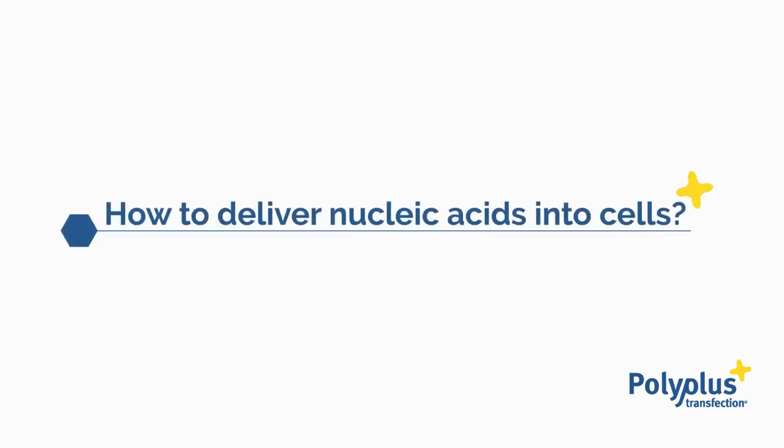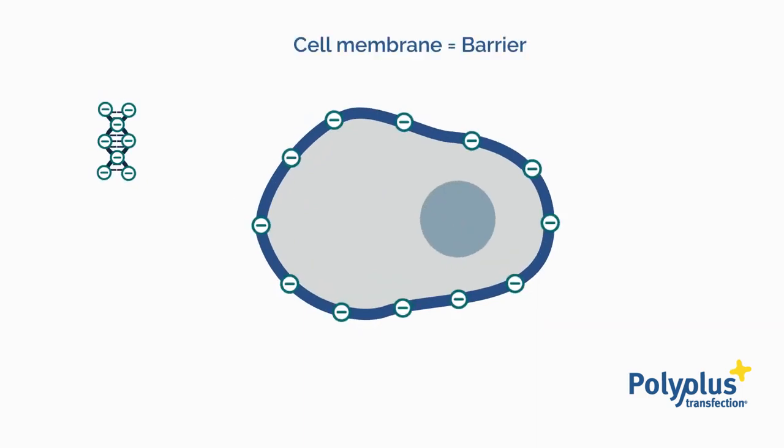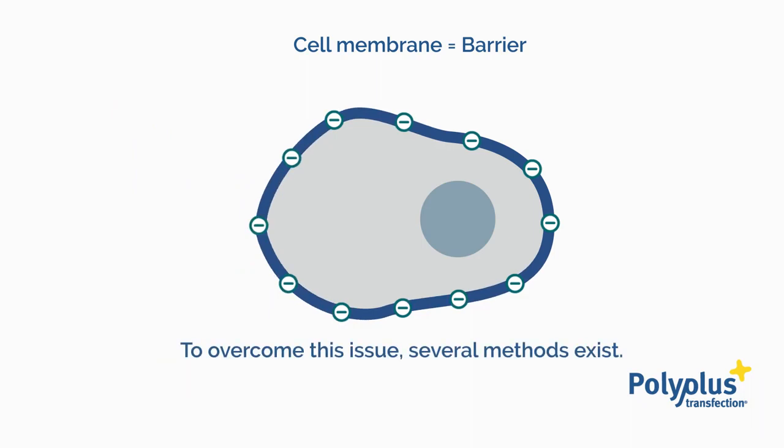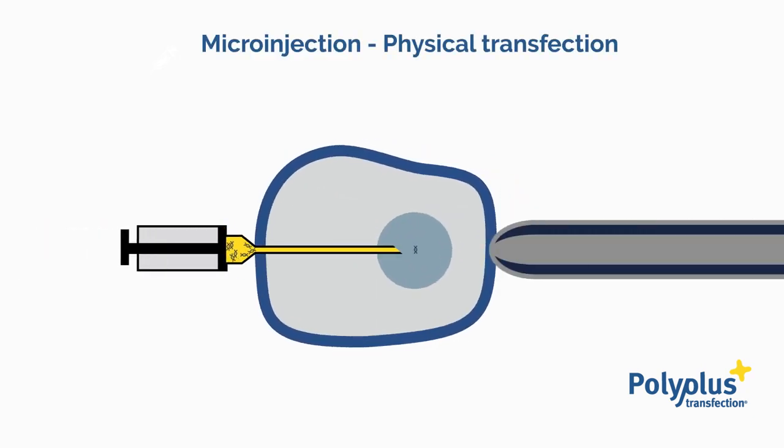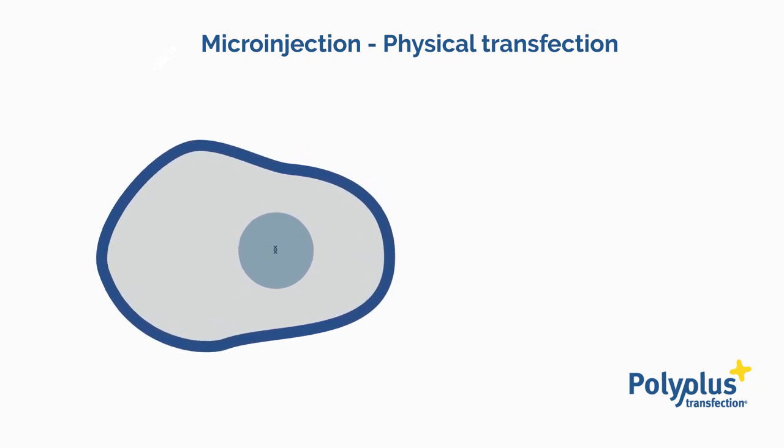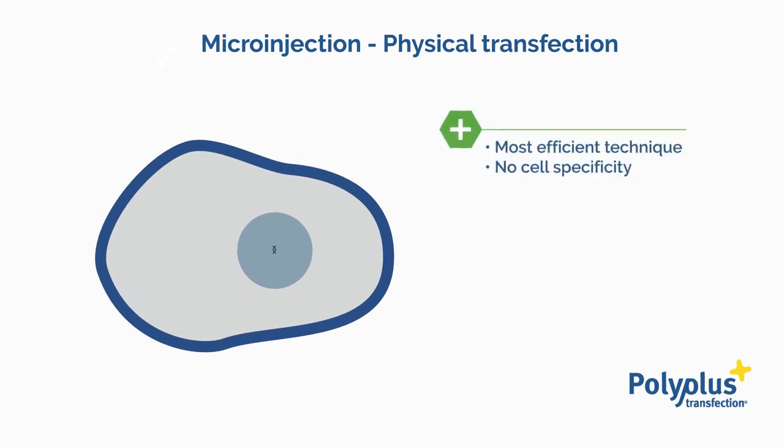Why use transfection? Nucleic acids are negatively charged and are repulsed by the cell membrane that is also negatively charged. Transfection is the means to overcome this issue. Microinjection allows penetration of the cell membrane and nuclear envelope with a glass micropipette. This technique requires extreme precision and high levels of training.